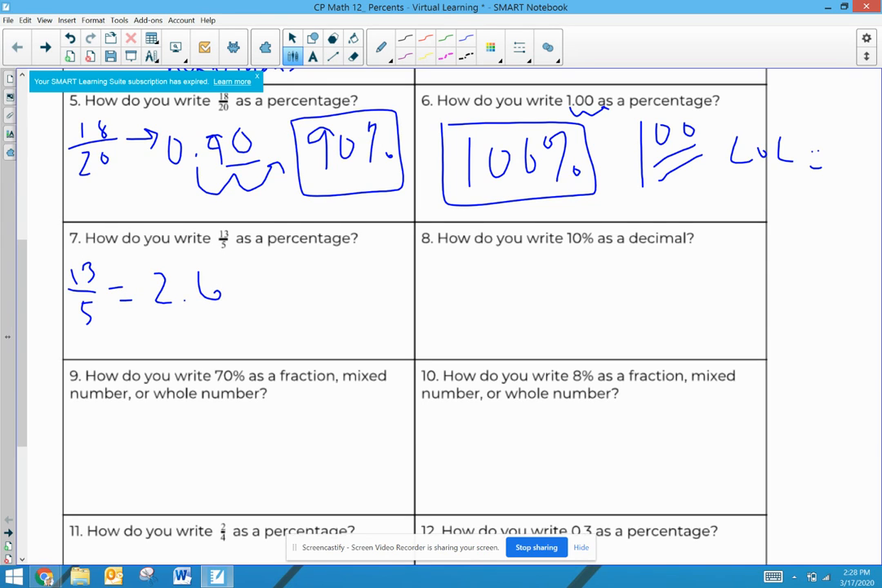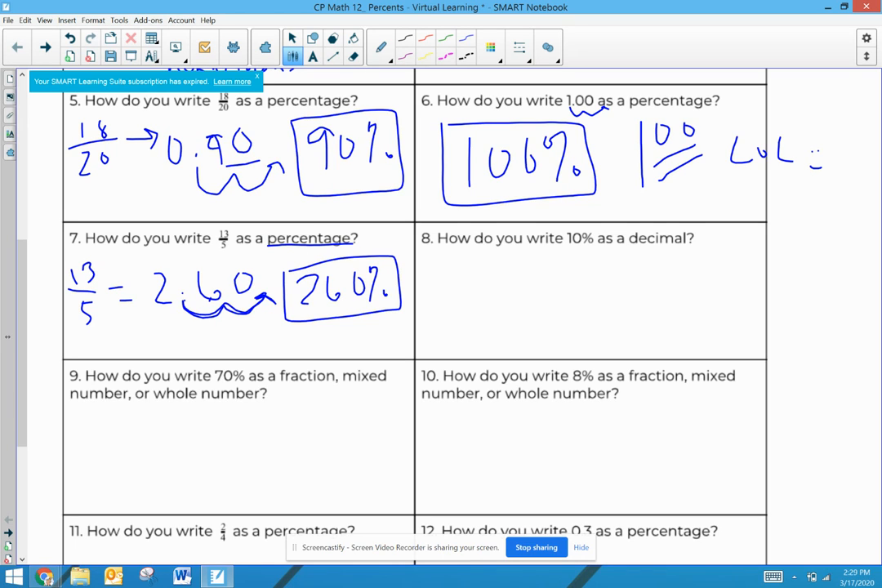And I want a percentage. So I just want to move my decimal point over twice. I just fill that in with a little 0 there. So my decimal point was between the 2 and the 6. But because I want a percentage, I need to move it over twice, which represents the hundredths place. So that's 260%. The effort you give to every assignment that you do.